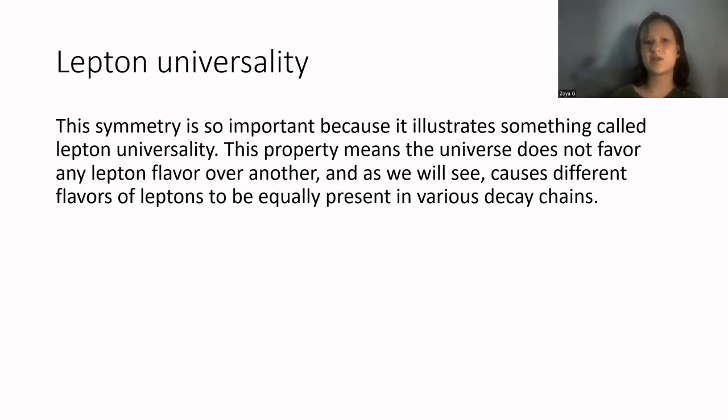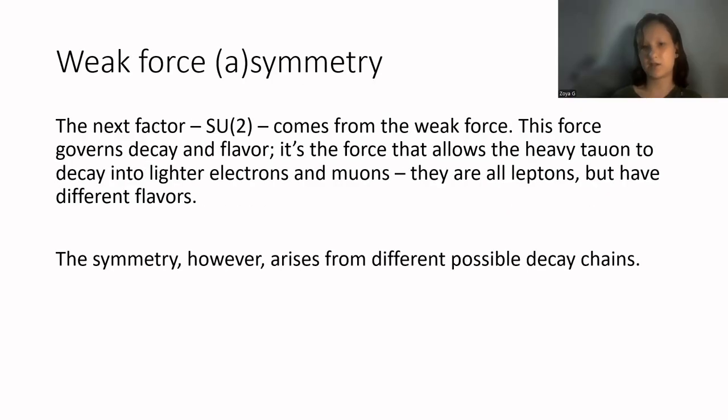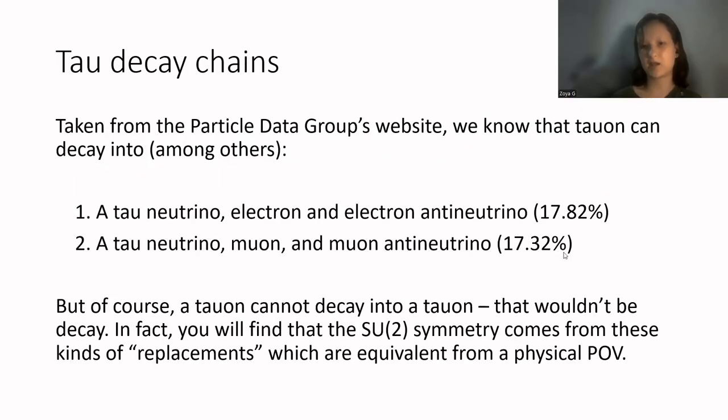And this symmetry is so universal that it illustrates something called lepton universality. This property means that the universe does not favor any lepton flavor over another, and as we will see, causes different flavors of leptons to be equally present in various decay chains. Right? Back to our decay chain here, 17.82% and 17.32%. This is almost the same, right? It's basically experimental error.